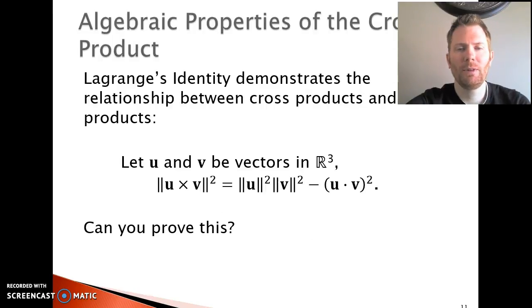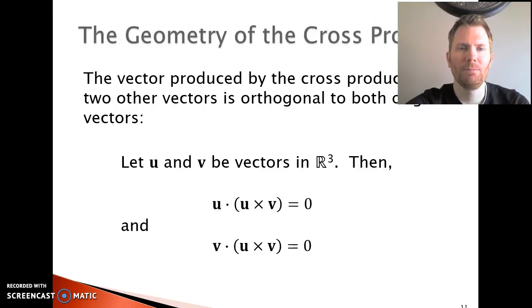So now that's going to show up here in a minute or so. We're going to see how that's used again. And then it turns out that the vector produced by the cross product of the two other vectors is orthogonal to both original vectors. Remember, orthogonal is one of those fancy words for perpendicular, also normal.